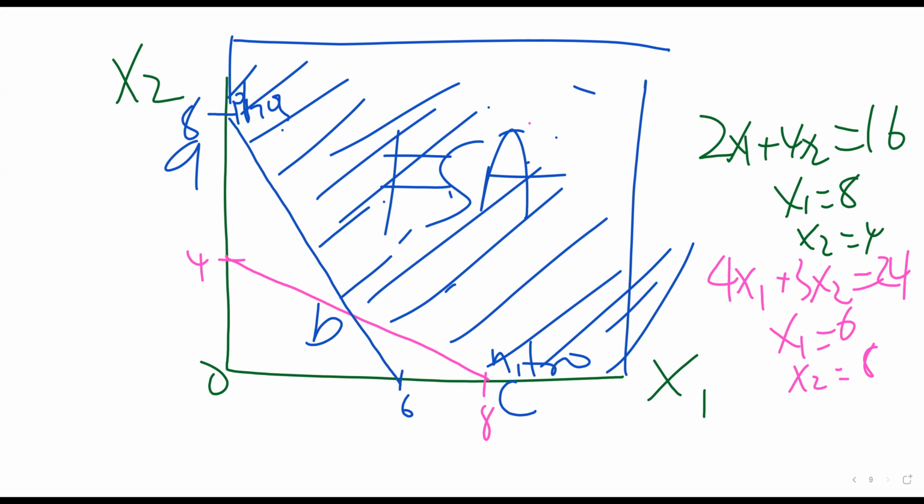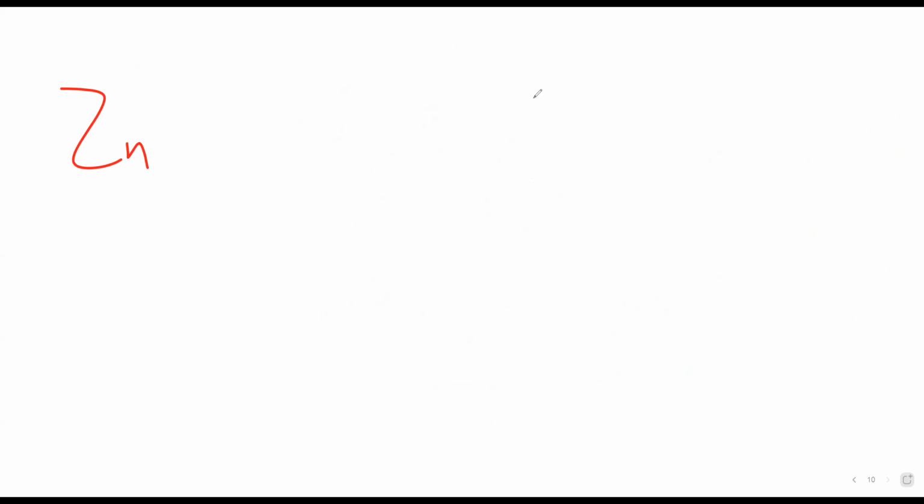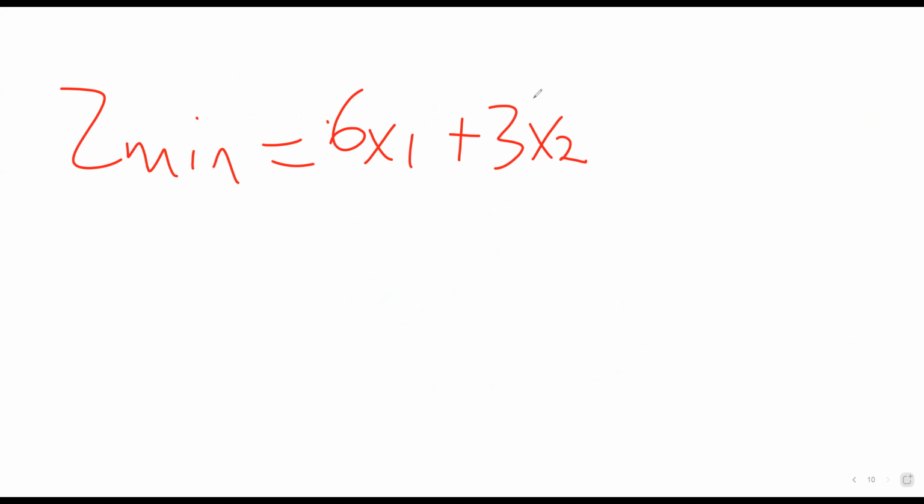Steven, okay, good, let's go. Yes, so for Z minimum, let me write it. Z minimum, we have 6x1 plus 3x2 plus 0s1 plus 0s2. You ended at S2 because there are 2 constraints, isn't it? Yes, good. Let's move on.